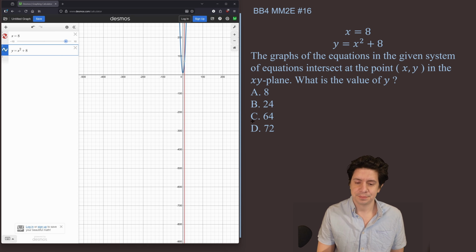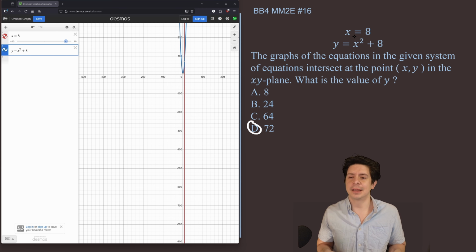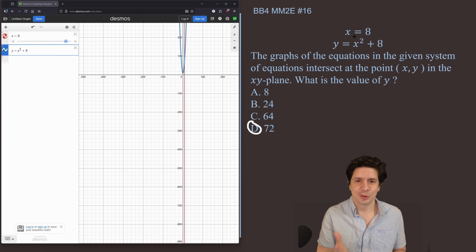You could do this other ways. You could plug in 8 as well, and just do 8 squared is 64 plus 8 and get 72 again. Either way works perfectly fine. If I were doing it on the test, I would see that probably and just go in that direction. But a lot of people love to use Desmos, so I wanted to show you that too.